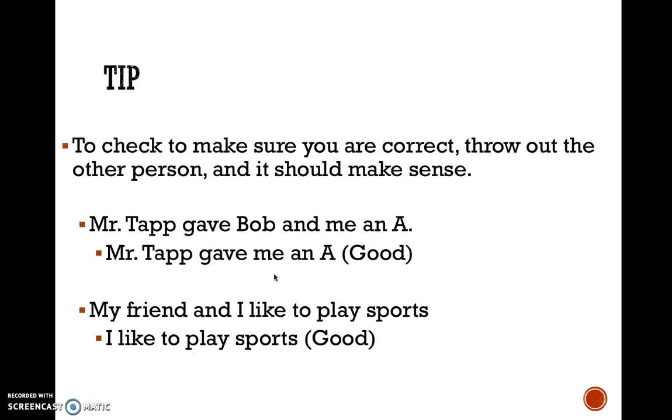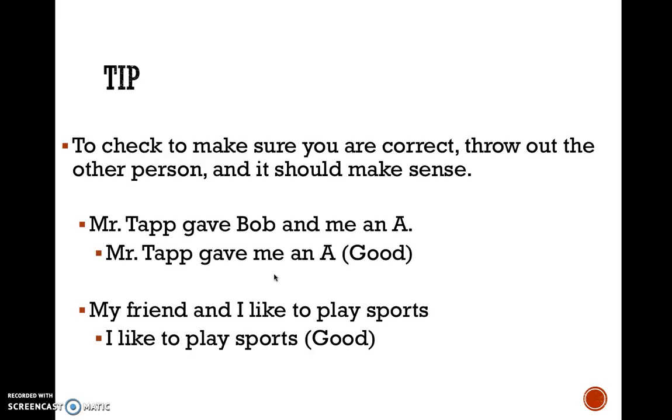Okay, so here's something to think about here. Take a look at the sentence. Mr. Tapp gave Bob and me an A. If you want to double check to make sure if you're using the right one, I or me, take away the other person in a sentence. And it'll become pretty obvious. Take away Bob in this sentence. Mr. Tapp gave me an A. That is grammatically correct. Me is in the object of the sentence. Okay, the object of the sentence, not in the subject. Subject is Mr. Tapp, right? Mr. Tapp is the one doing something. Object is usually later in the sentence.